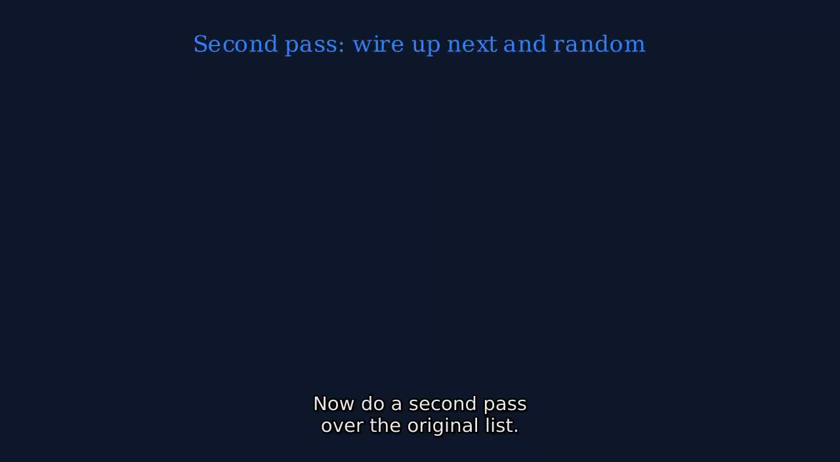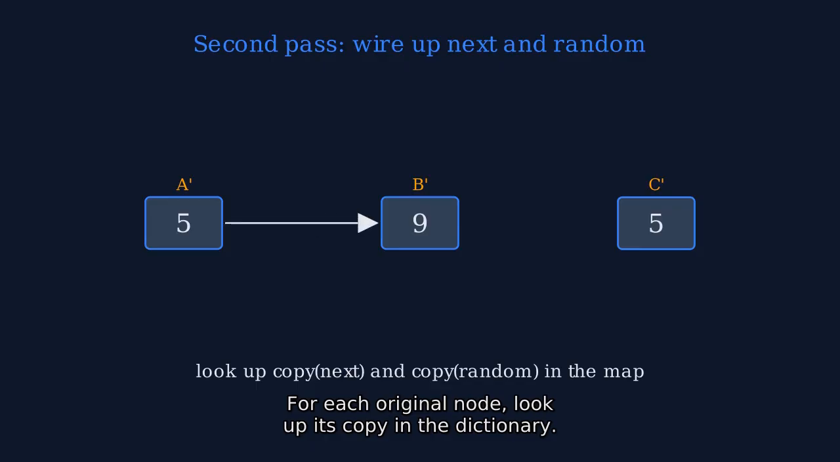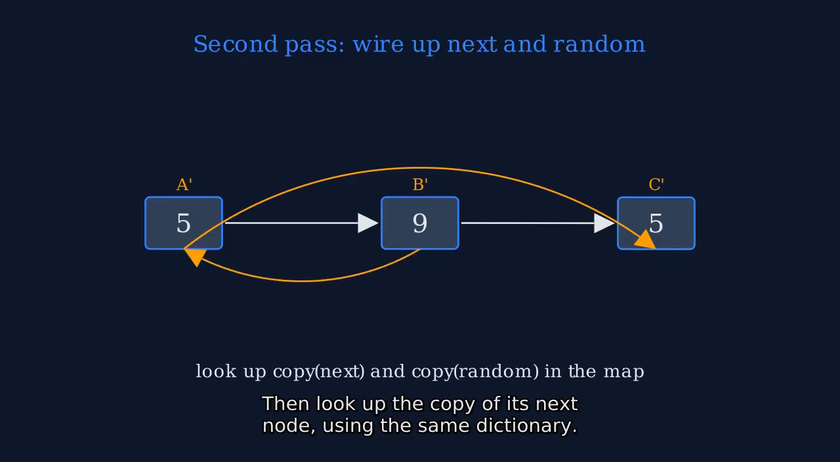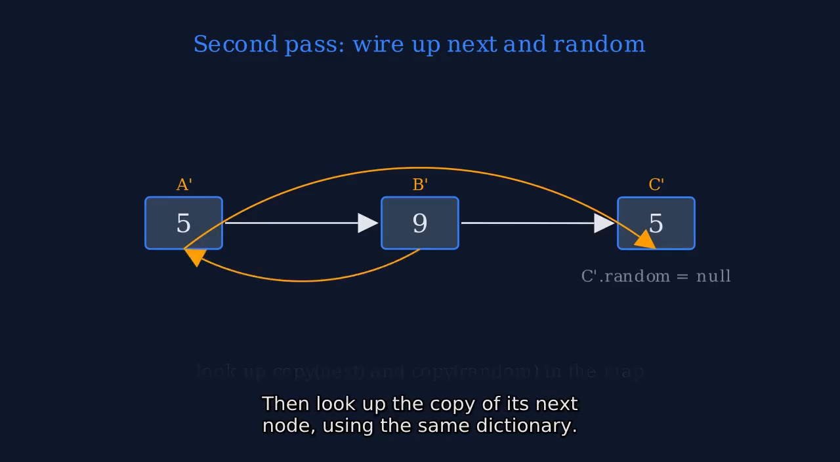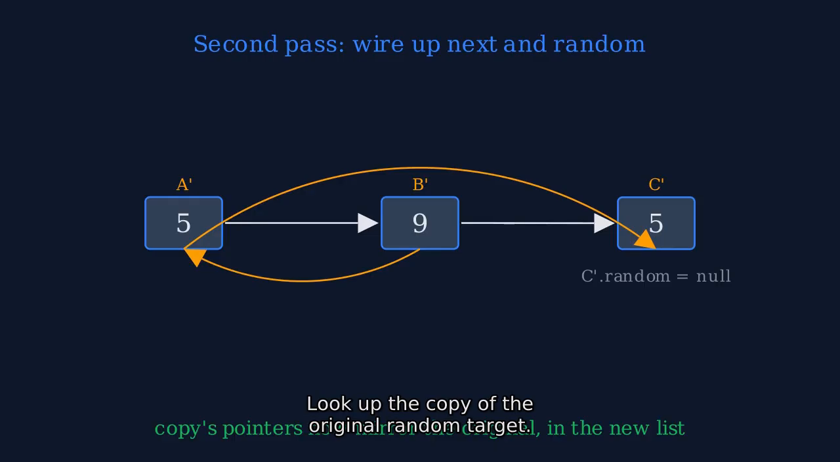Now do a second pass over the original list. For each original node, look up its copy in the dictionary. Then look up the copy of its next node. Using the same dictionary, set that as the copy's next pointer. Do the same thing for the random pointer. Look up the copy of the original random target. Set that as the copy's random pointer.